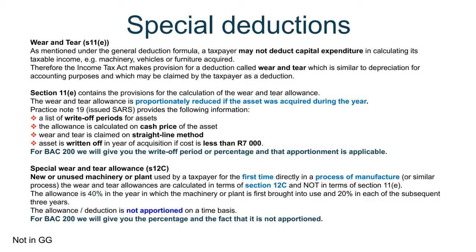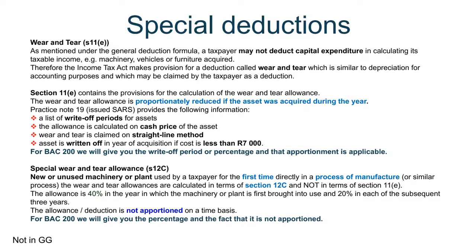Okay, you will always be told when it's apportioned and when it's not apportioned. And for 12C, we never apportion it. For 11E, we will apportion it, but I will tell you that in the question, right? So 12C is never apportioned. It's 40% in the first year. And then the next 3 years is 20% each, which makes a total of 100%.